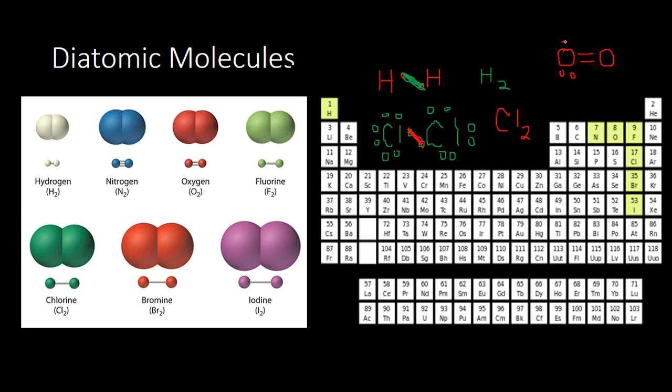So 1, 2, 3, 4. And then there's 2 more in here. 1, 2 that it's sharing. And then this other oxygen has also got 2 that it's sharing. And then the other 4. So that's a total of 8 for each oxygen. And that's why it double bonds.